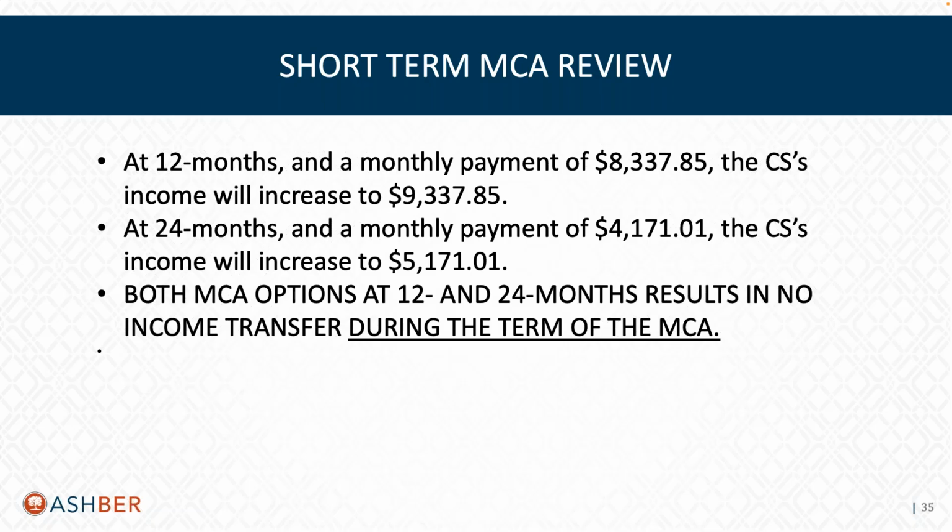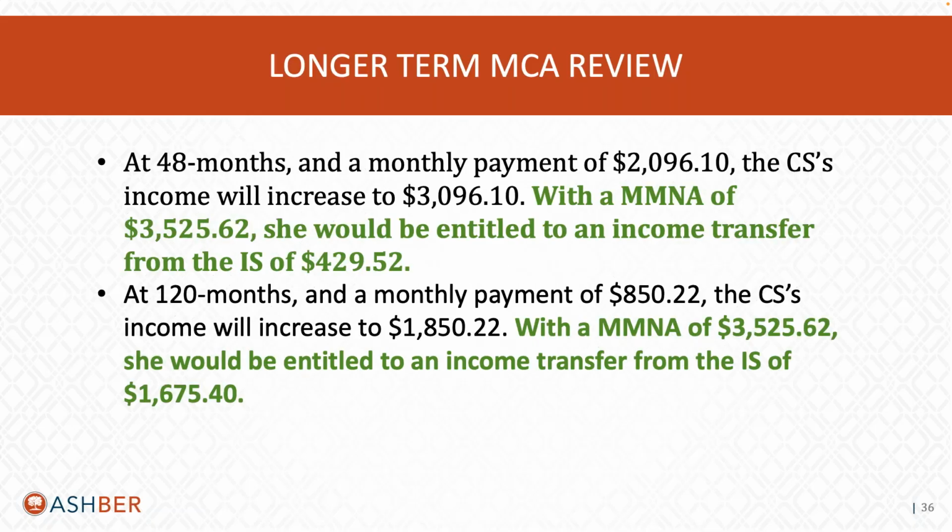$3,525.62. But if we look at the longer term Medicaid compliant annuities, at 48 months, her income will increase to $3,096.10. So with that annuity payment, she's still under the MMNA of $3,525.62. So because of that, she would be entitled to an immediate income transfer from Robert of $429.52.